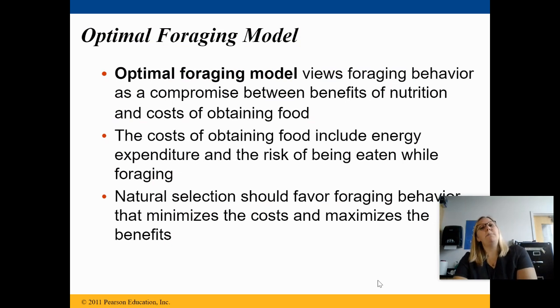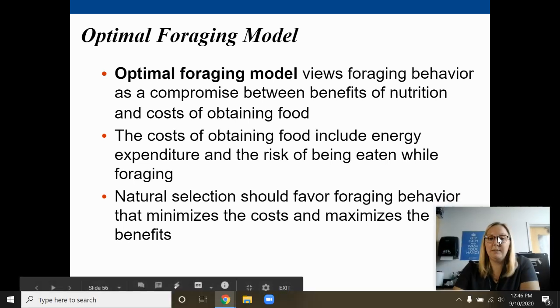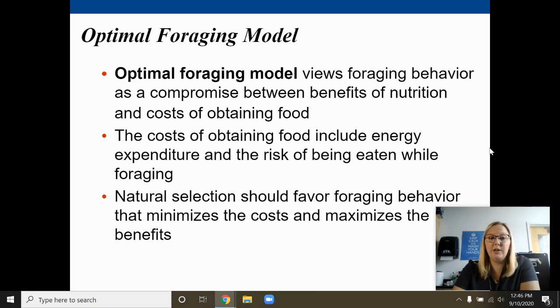Optimal foraging is a model that views foraging behavior as a compromise between the benefits of nutrition and the costs of obtaining food. The costs of obtaining food include energy expenditure and the risk of being eaten while foraging for that food. Natural selection should favor foraging behavior that minimizes the cost while maximizing the benefits.